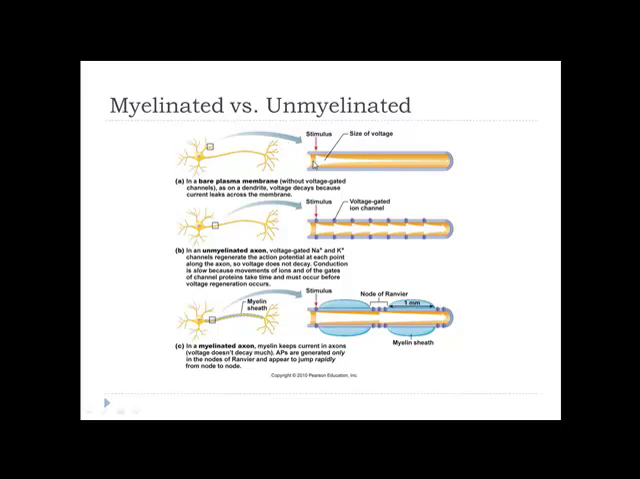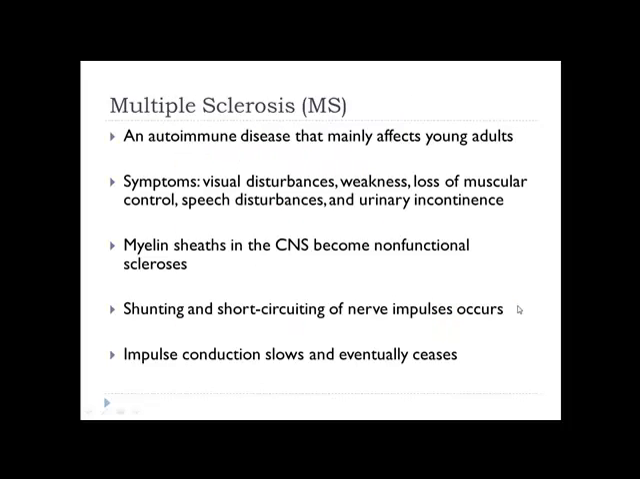Okay, so with our unmyelinated nerve, it's got the bare plasma membrane, and it travels very, very slowly down the nerve. Alright, with our myelinated membrane, it can skip along from node to node to node to node to node, and as it's skipping along, then that nerve is going to be able to travel much quicker down the nerve.